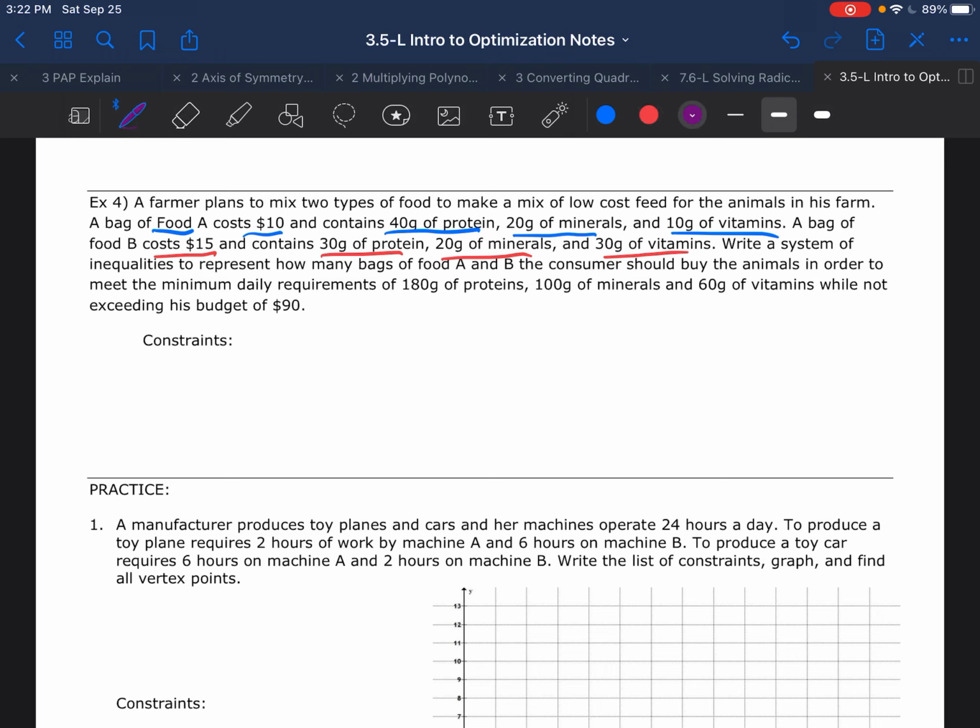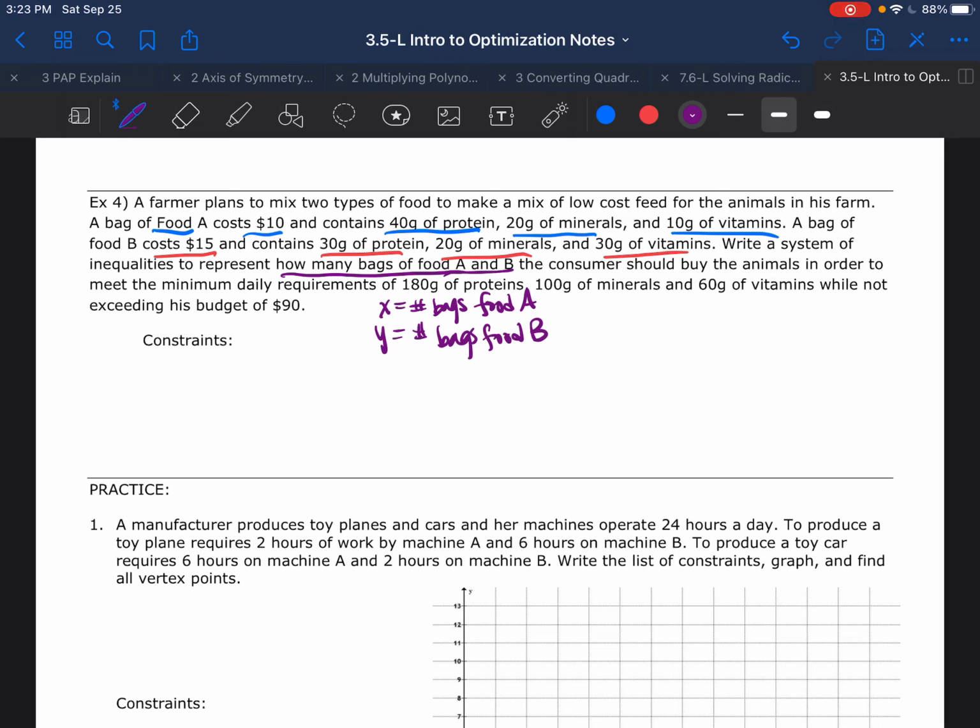And so when they give you a question like how many bags of food A and B, that automatically tells you what your variables are going to be. X is going to be food A, and then Y is going to be the number of bags. Just like with systems of equations, when there's a question that asks for how many, that tells you what your X and Y are.